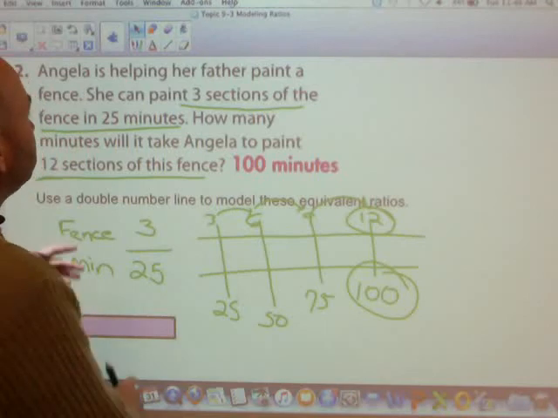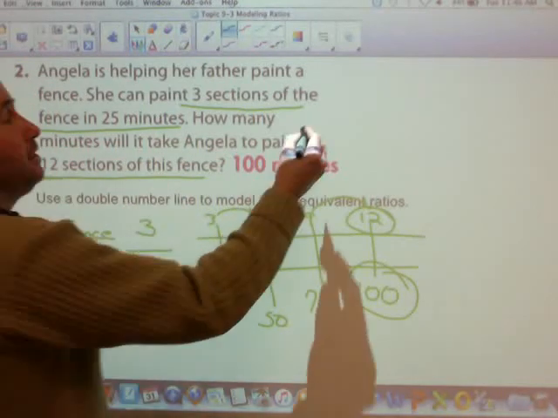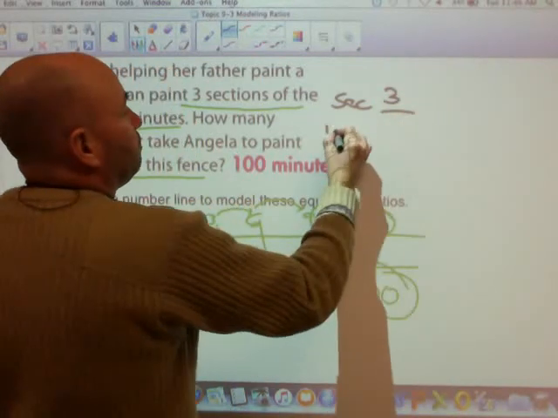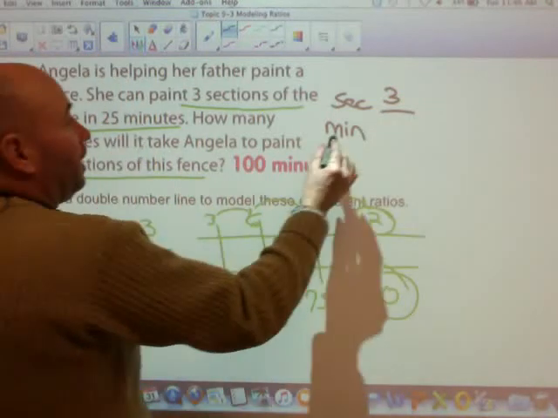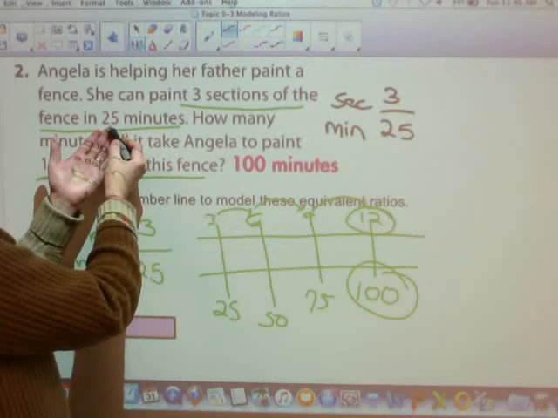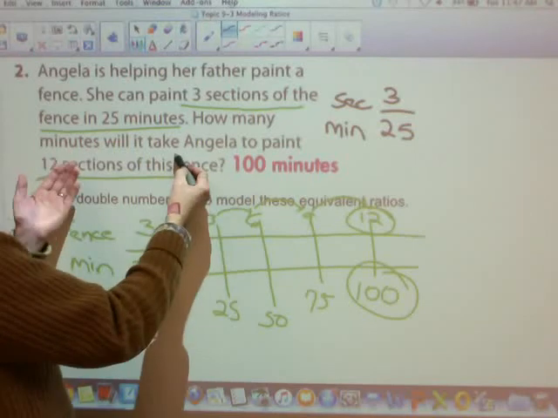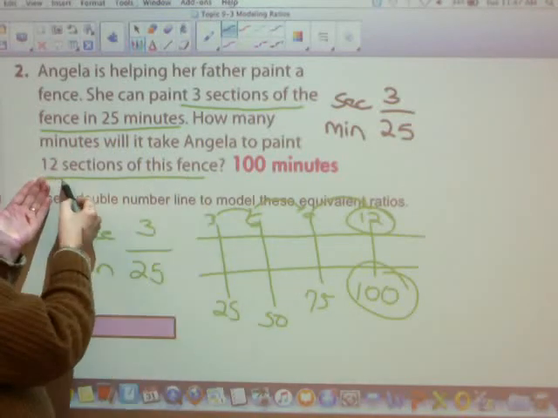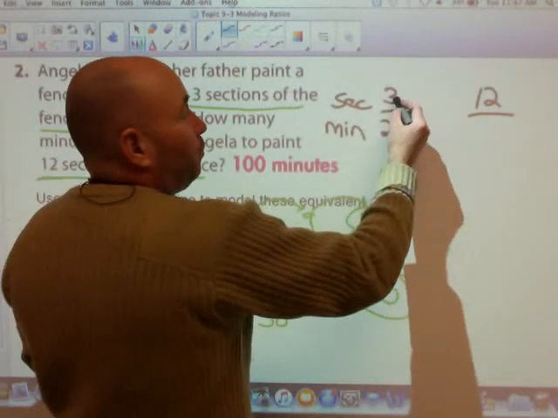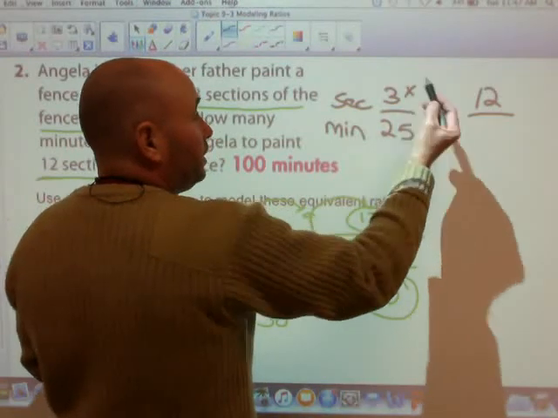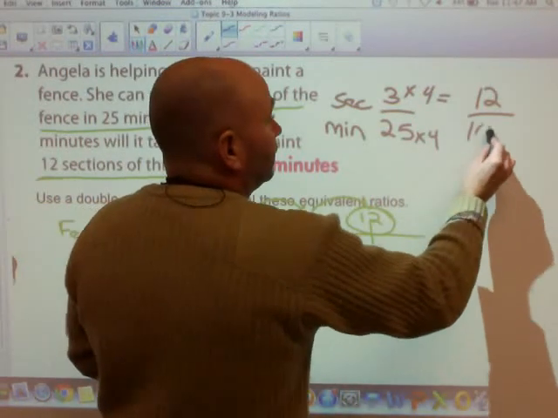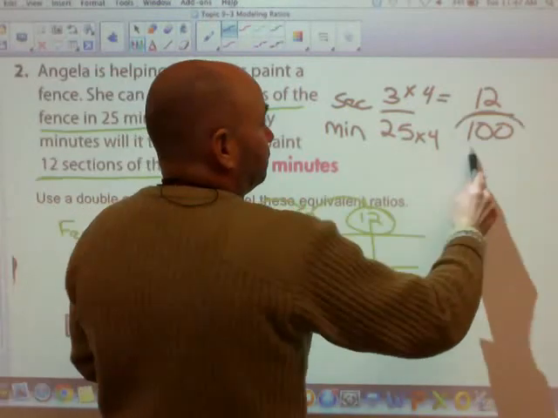Again, if you wanted to just do this mathematically or algorithmically, you could simply take your sections, which are 3, your minutes, which are 25, and then say, how many minutes will it take Angela to paint 12 sections? Create my other ratio over there. I have the one term. We know that 12 is a multiple of 3, so 3 times 4 equals 12. And I can just multiply 25 times 4 to get 100 minutes. So there's your answer, doing it mathematically.